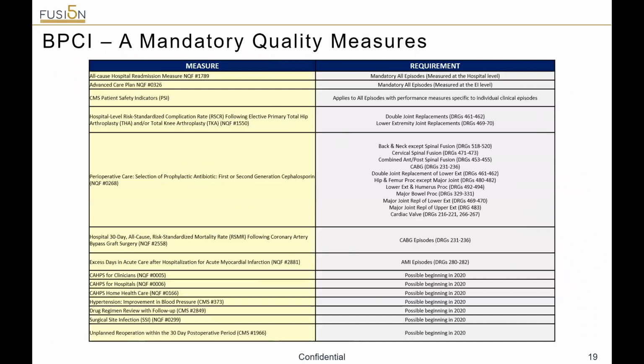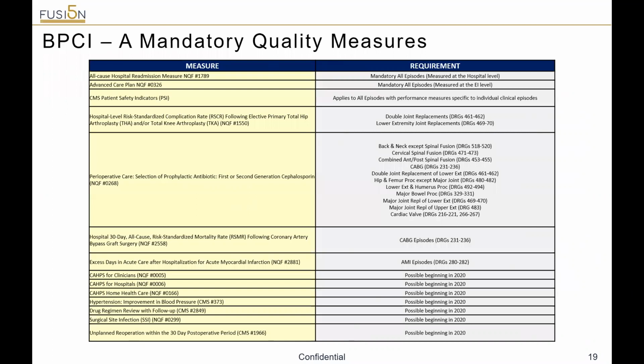The program has several mandatory measures. I know that this slide is difficult to read. There are 7 measures that exist right now. Down at the bottom, there are measures that may be incorporated in 2020. We don't know that at this point in time. The mandatory measures are what makes this program an advanced APM.